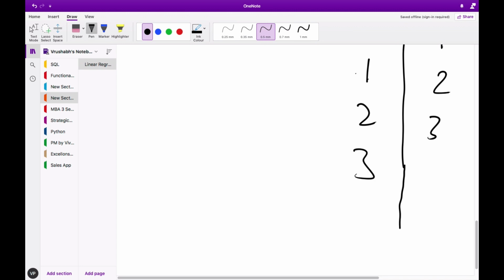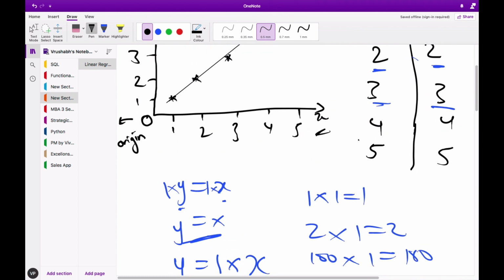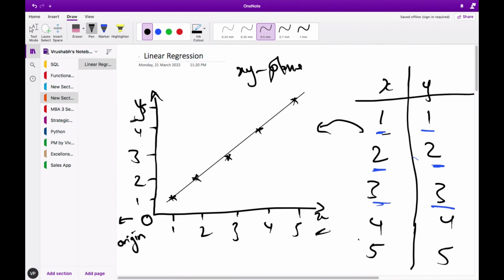So what do you think we will have over here? 4, right? When our x is say 4, what do you think we will have over here? 5, right? Okay, now let's say this is how it is. Initially they were all the same, right? When x is 1, y is also 1. When x is 2, y is also 2, right?